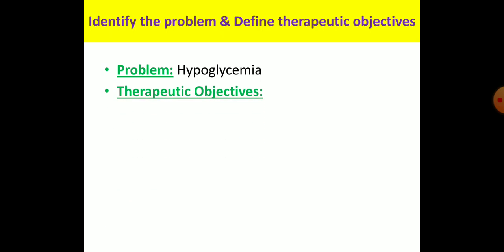So what is the problem? Problem is hypoglycemia. And what are the therapeutic objectives? You have to improve the blood sugar level as early as possible, because hypoglycemia is more dangerous than hyperglycemia.